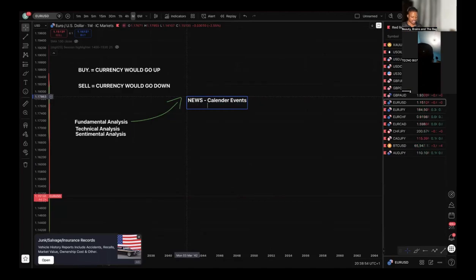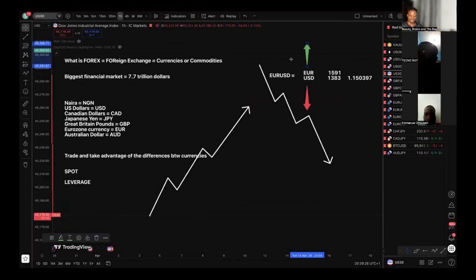Calendar events are monthly reports that talk about key parts of the economy. We have NFP, for example. NFP is for the United States. It comes out every month and it talks about the employment rate in the United States. If the government produces more jobs, that's a very good thing for the US dollar, and that will make the US dollar gain strength. And if the US dollar gains strength, it will pull the pair down. That's NFP.